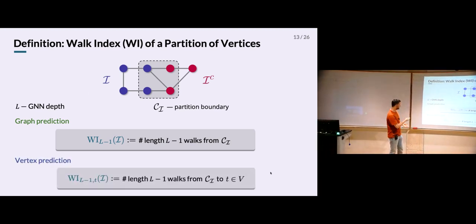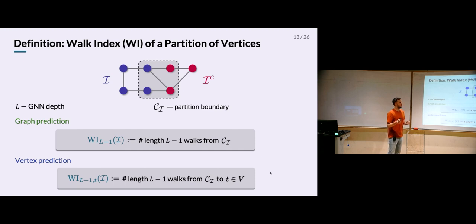In the context of vertex prediction, we have an analogous definition. If we make a prediction over a vertex T in the graph, then what's going to matter is only the walks that end at T. This is so intuitive. So the L minus 1 T walk index of I is the number of length L minus 1 walks that originate from the boundary of the partition and end at T. Are there any questions about the definition? This seems like a very fundamental quantity, and we were quite surprised to not find an existing definition or name for it, so we call it the walk index of the partition.